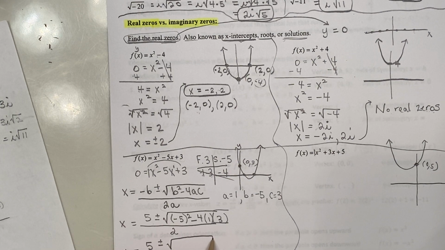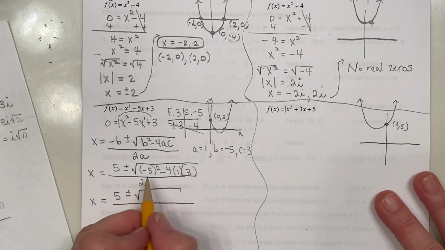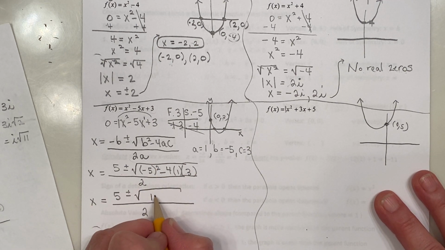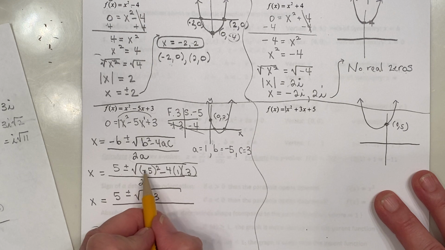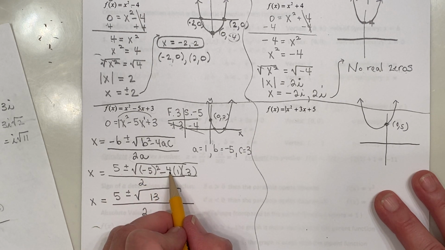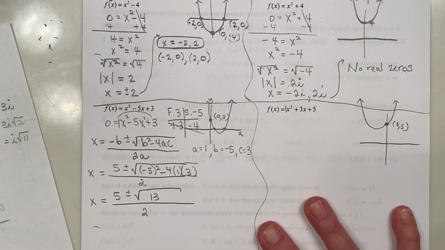So now let's look underneath the radical. I would go right to my calculator, and I would get 25 minus 12, which is 13. Now on your calculator, make sure and do parentheses with the -5, square it, and then minus 4. I would not use parentheses here. It just gets too crowded. I would do minus 4 with the multiplication dot times 1 times 3.